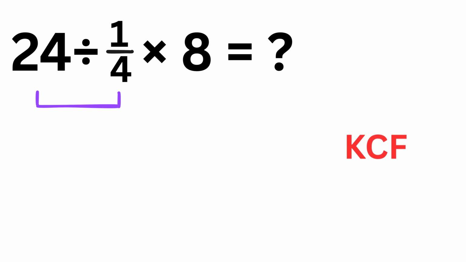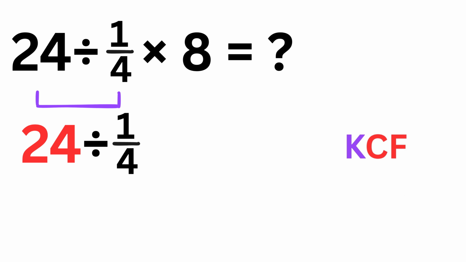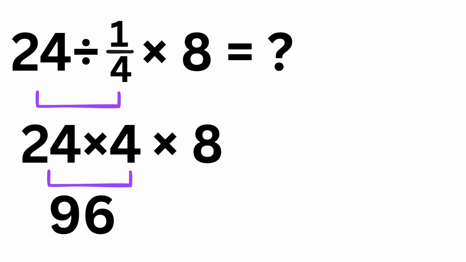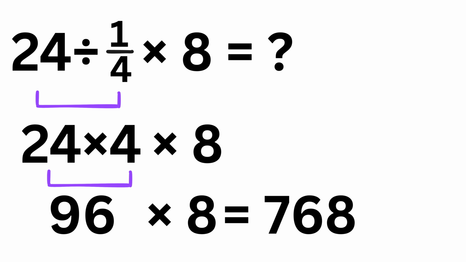Now, according to the KCF rule, K stands for keep, C stands for change, and F stands for flip. We keep the first fraction, change division to multiplication, and flip the second fraction. So, now we have 24 times 4 times 8. First, 24 times 4 gives us 96, and then 96 times 8 gives us 768. And this is our final answer to this problem.